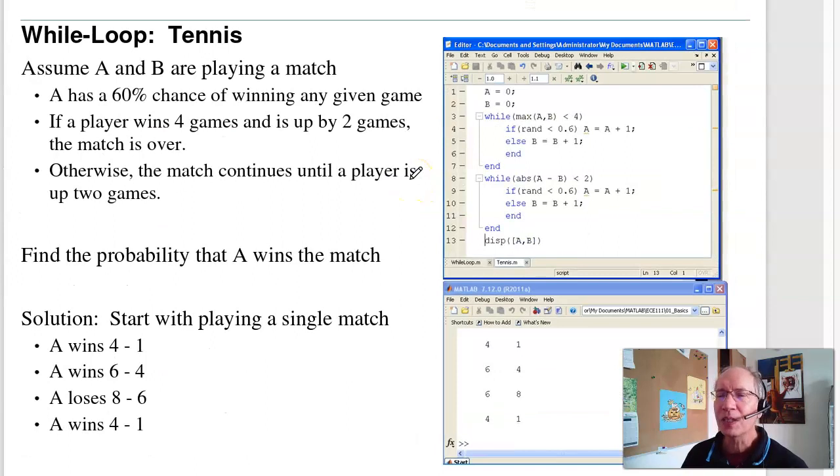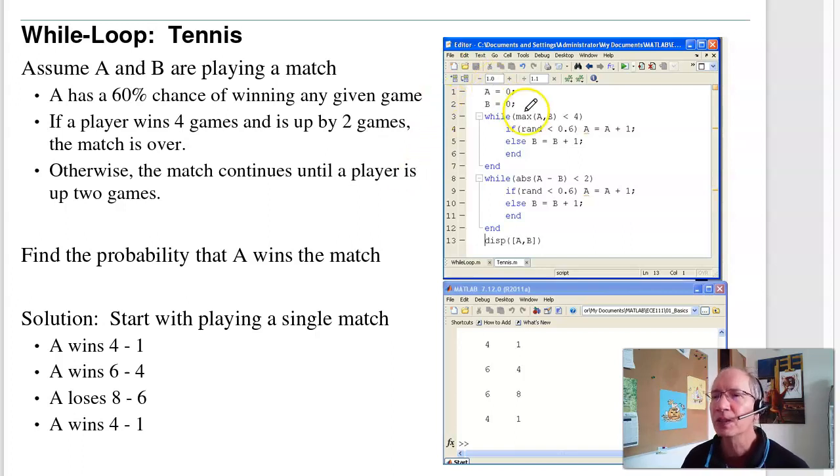So there's another format. In tennis, I have to win by 2 games, but I have to play at least 4 games. So it's the first person to 4, win by 2. If A's got a 60% chance of winning under this format, what's the chance A is going to win the match? Again, this is a while loop.